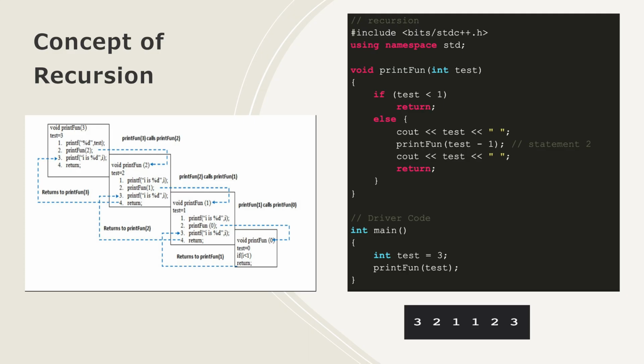Let's talk about the concept of recursion. I have a very simple code here that is called print fun. Print fun lets us enter an integer. Let's say, for example, here we have integer 3, and we use this integer in our function. If the integer is less than 1, just return it, else we will get our cout. I use C++ for this.